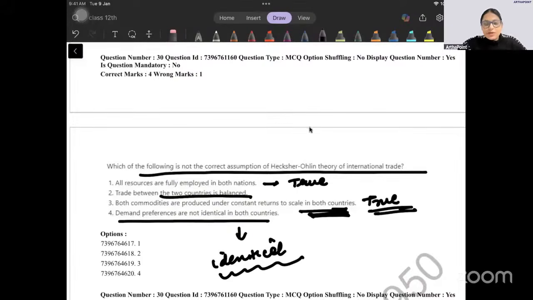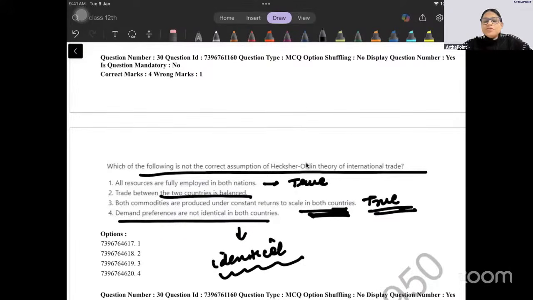कोई भी international theory का model हो, whether it is Heckscher-Ohlin, whether it is comparative advantage model, whether it is absolute advantage, whether it is specific factor model, whether it is any other model, हर मॉडल का assumption, limitation, ये दो चीजें, assumptions and limitations, right? You have to know them thoroughly.